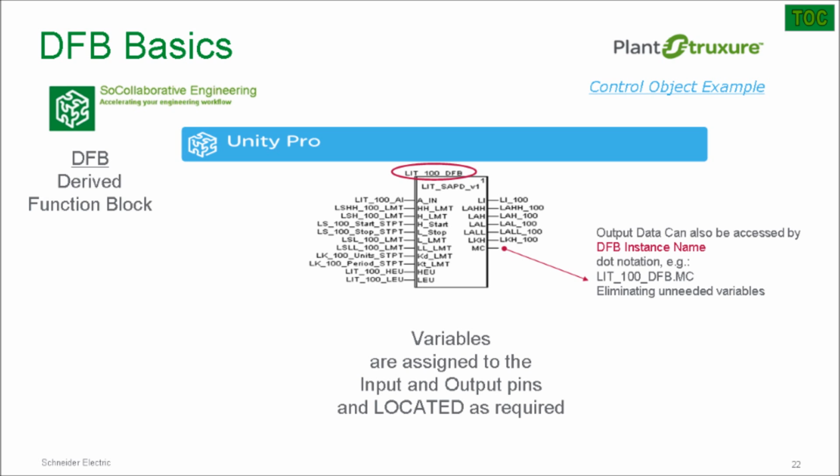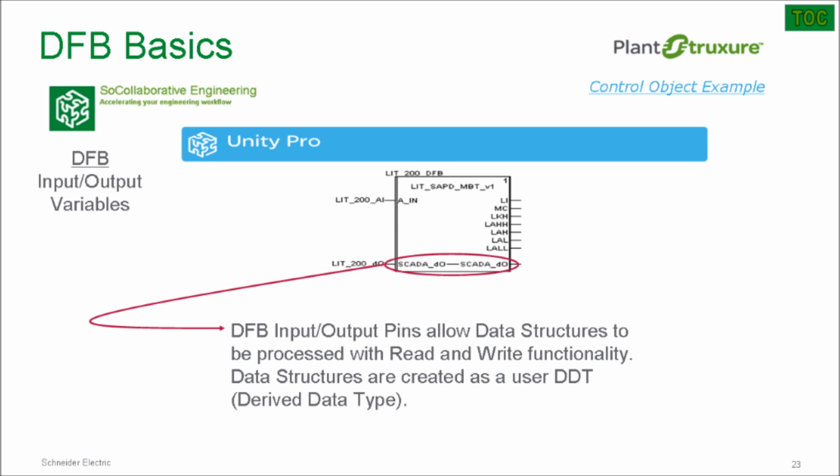On the DFB, variables are assigned to the input and output pins and located as required. Also note that DFB output pin data can be accessed by DFB instance name dot notation within your application. This eliminates unneeded variables. DFB input-output pins allow data structures and arrays to be processed with read and write functionality.